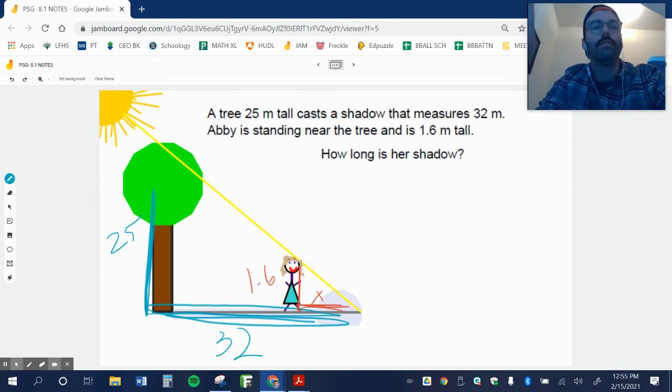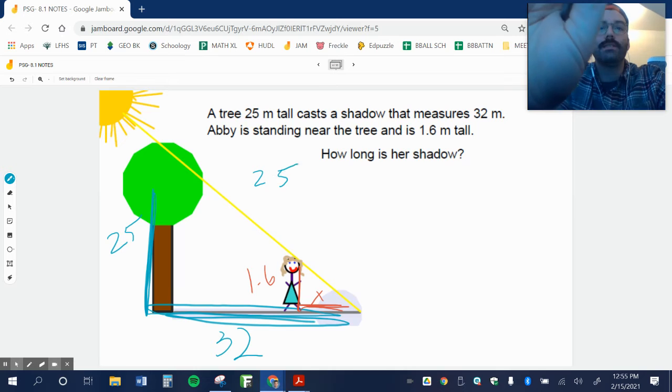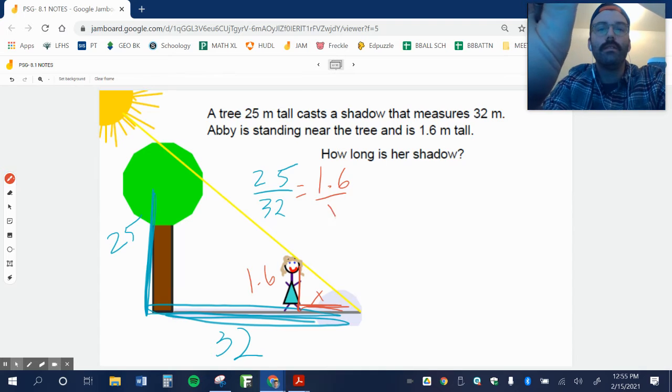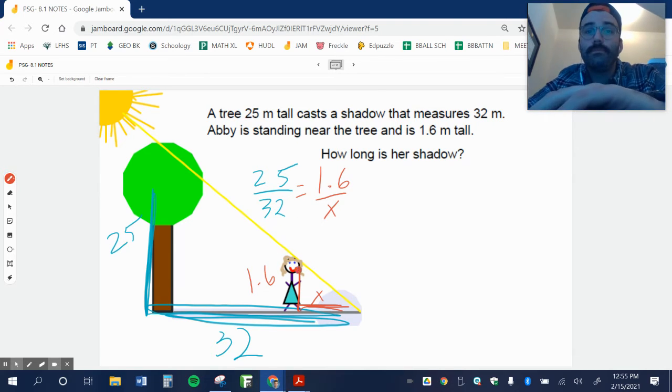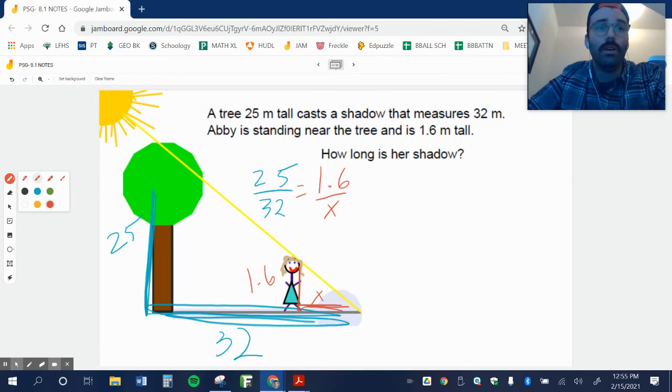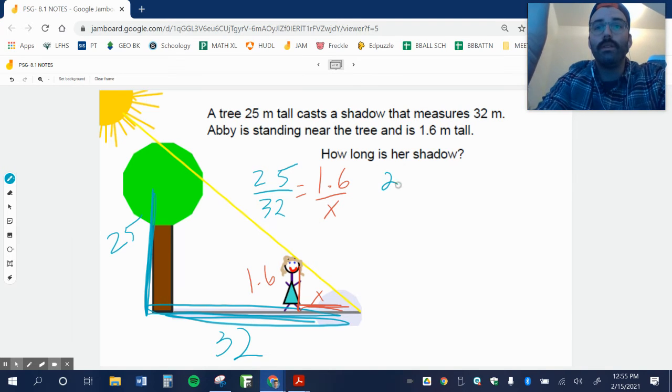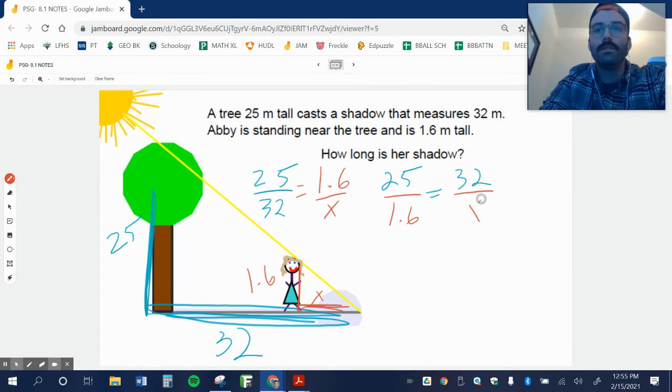Now, I can set this up in multiple ways. That's why I'm giving myself some space to do that. That works. I also told you on the last slide to go big to small, big to small. So I'll go big, which is 25, to small, which is Abby. Shadows together. Shadow of the tree over Abby's shadow. You can do it like that.